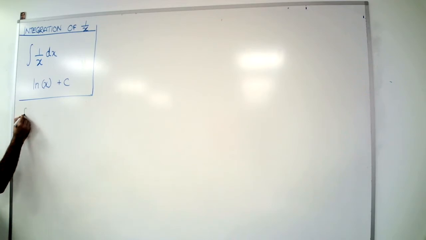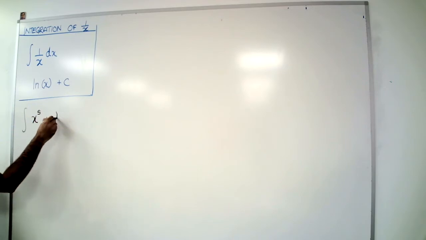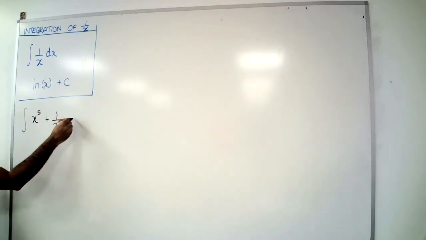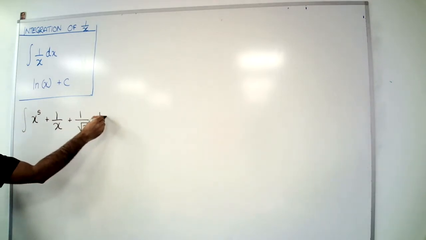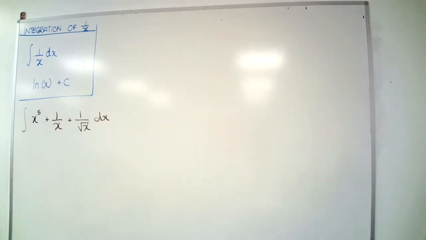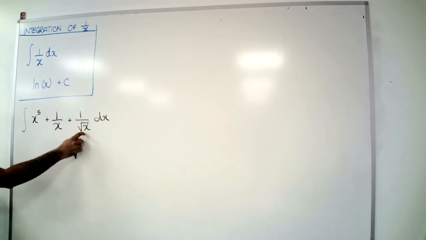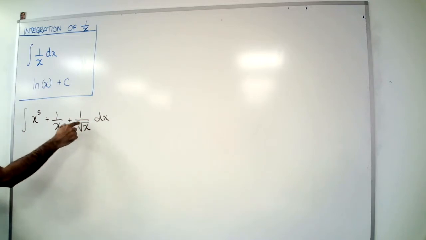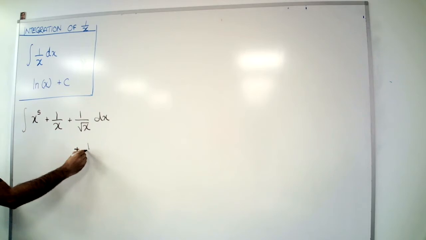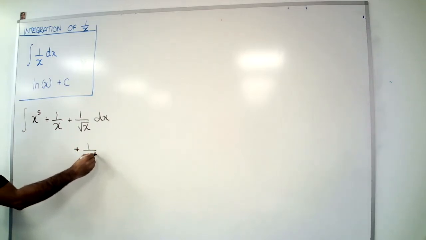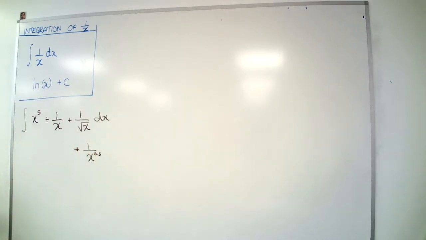Let's say if I need to integrate x^5 plus 1 over x plus 1 over square root x dx. I need to integrate them separately, the first, the second, and the third term. This one, 1 over square root x, before I integrate, can also be written as 1 over x to the power half. Half is 0.5. Yeah, I can do that one.